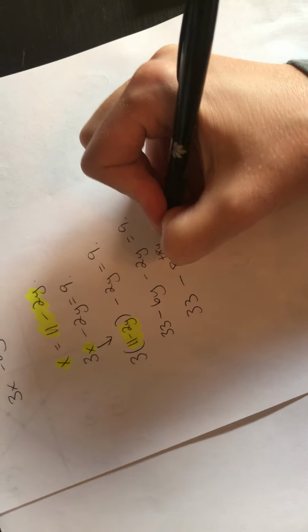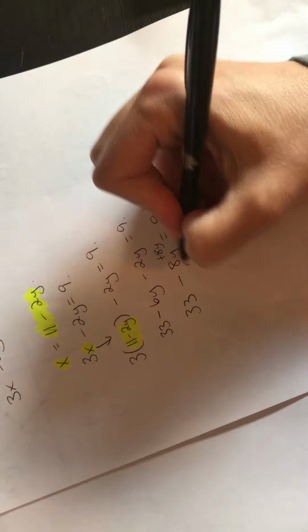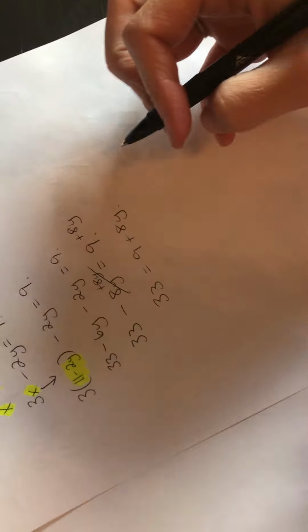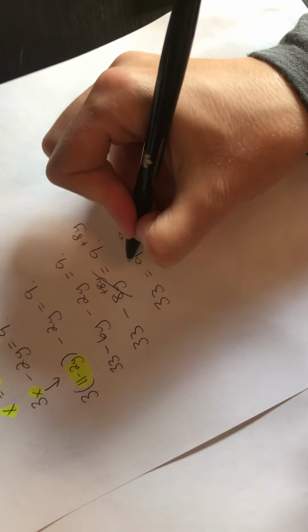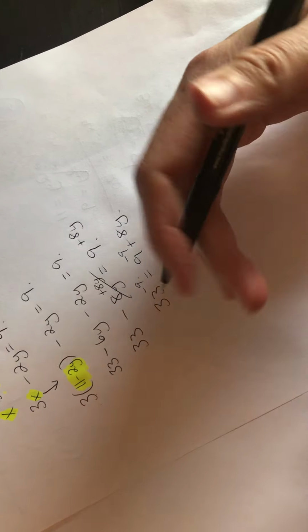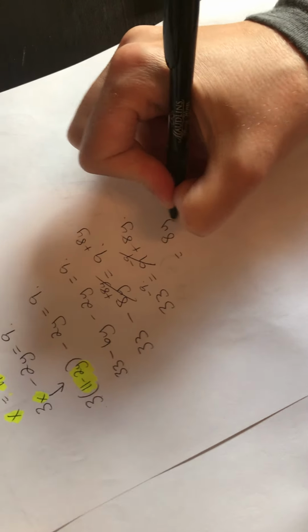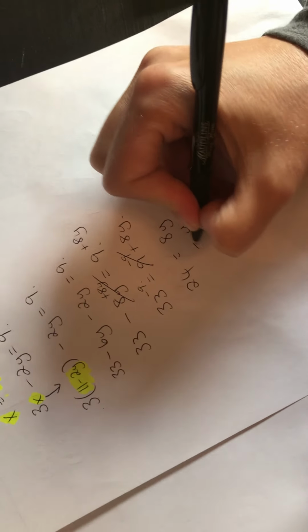I'm going to add 8y to both sides. I end up with 33 is equal to 9 plus 8y. I am going to subtract 9 from both sides. If you want to try this first, you just stop the video at any stage. 8y is equal to 24, y is 3.